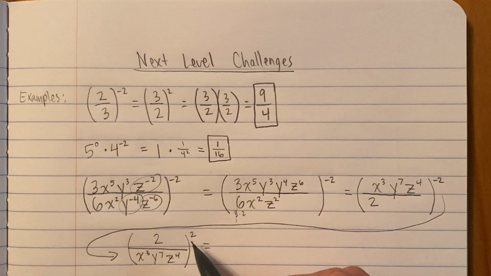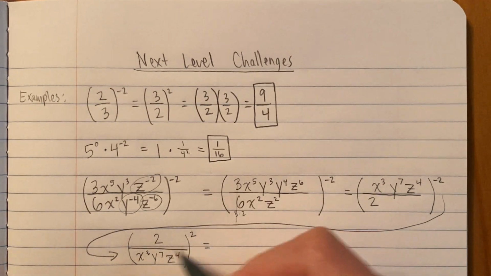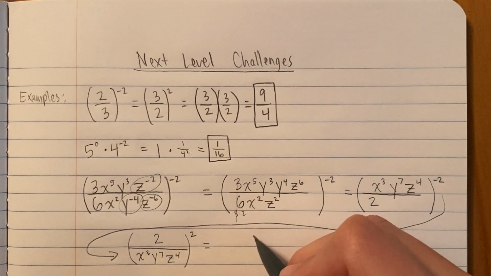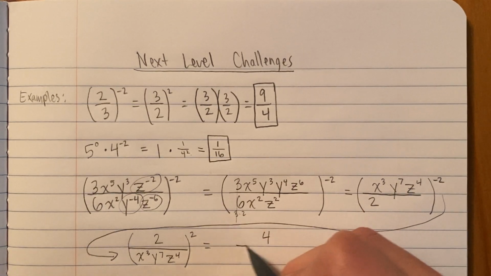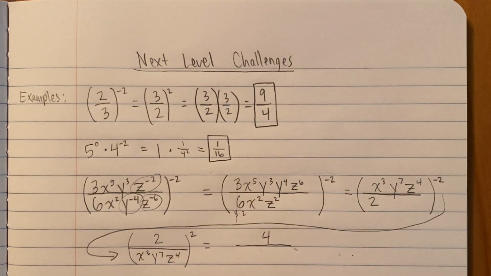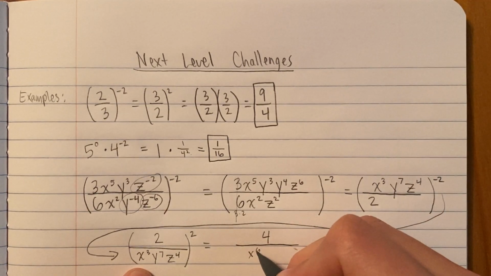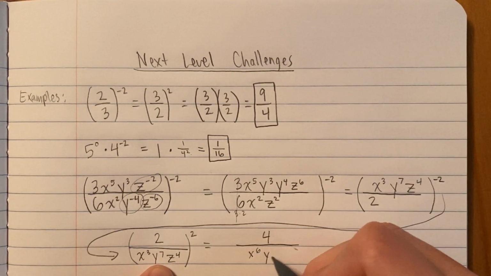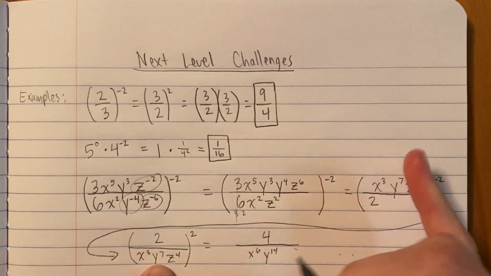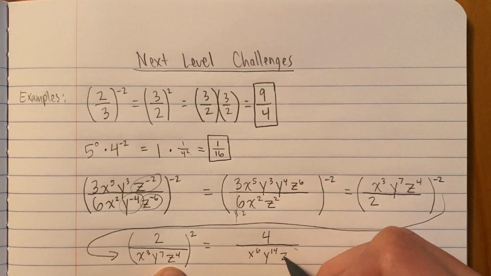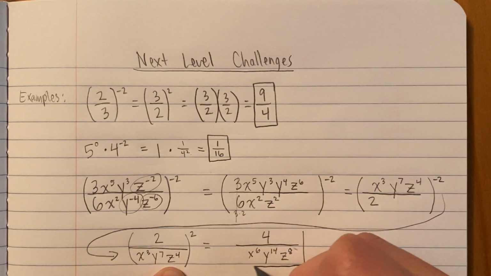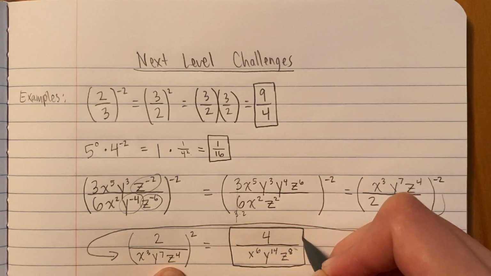And now, finally, I'm ready for my last step. I'm going to square it, right? So this whole thing is multiplied by itself. 2 times 2 is 4. And this is 3 x's and then another 3 x's, so that's x to the 6th. 7 y's and another 7 y's, that's y to the 14th. And z to the 4th times another z to the 4th, that's z to the 8th. So here is my answer.